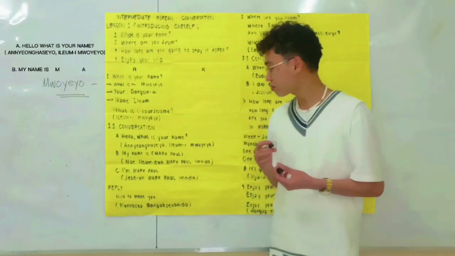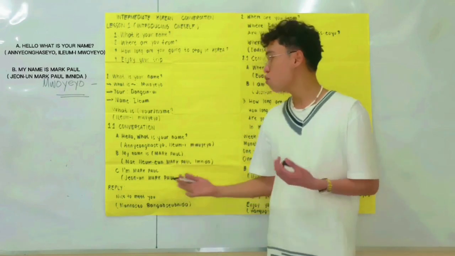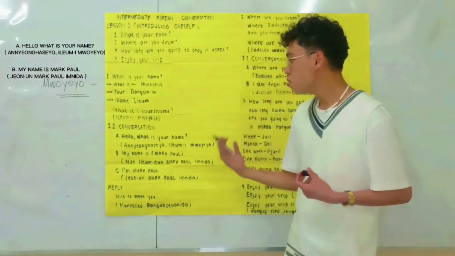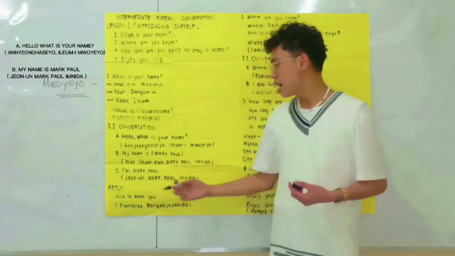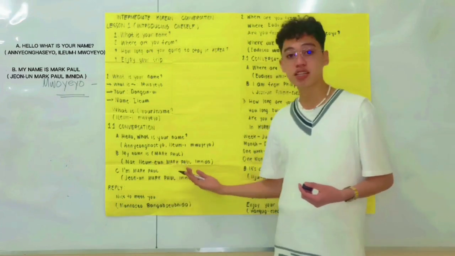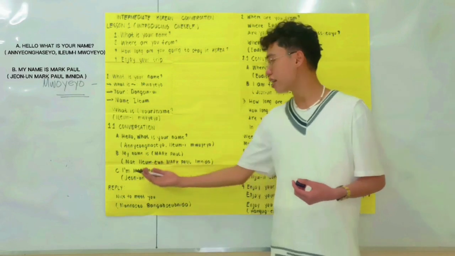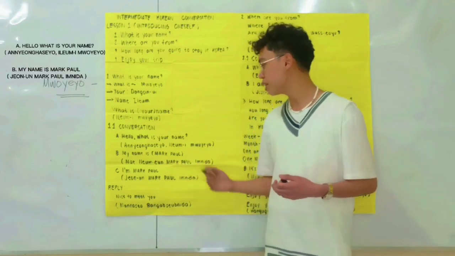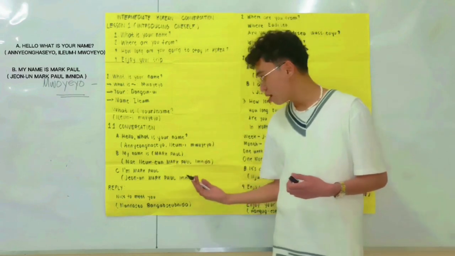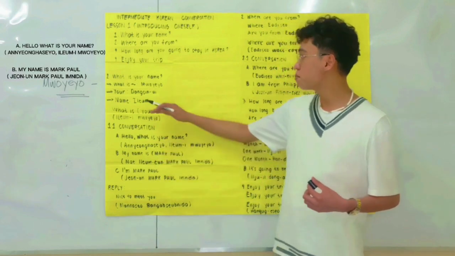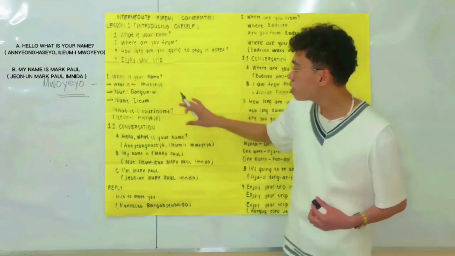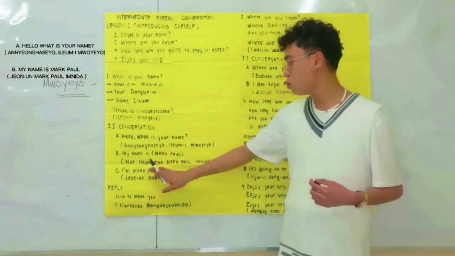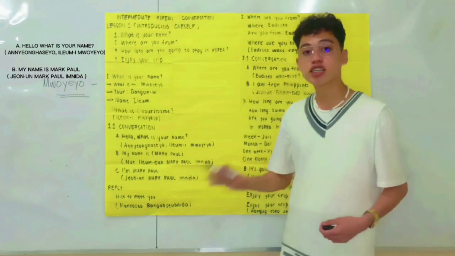So now let's move on to B. My name is Mark Paul. When someone asks my name, I have to answer, my name is Mark Paul. The translation of my name is Mark Paul in Korean is 내 이름은 마크입니다. This is the particle, 입니다. I don't know the translation of my name in Korean, but I write my American name, Mark Paul. This is different from the word Irum. Here is me and the particle. So, 내 이름은 마크입니다.